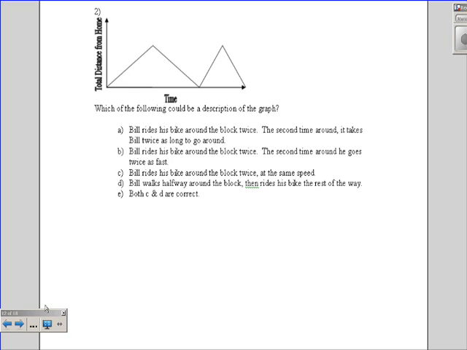Alright, here's another graph with a possible explanation. I'm going to give you a moment here. If you could please stop the recording and determine which would be the correct answer. And I'll check back in momentarily.